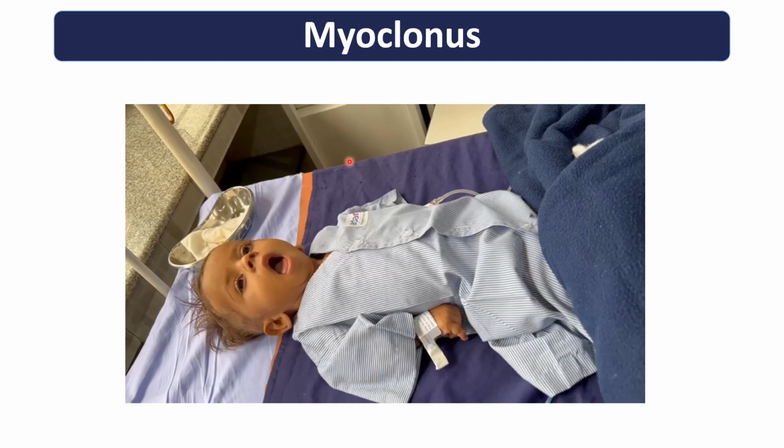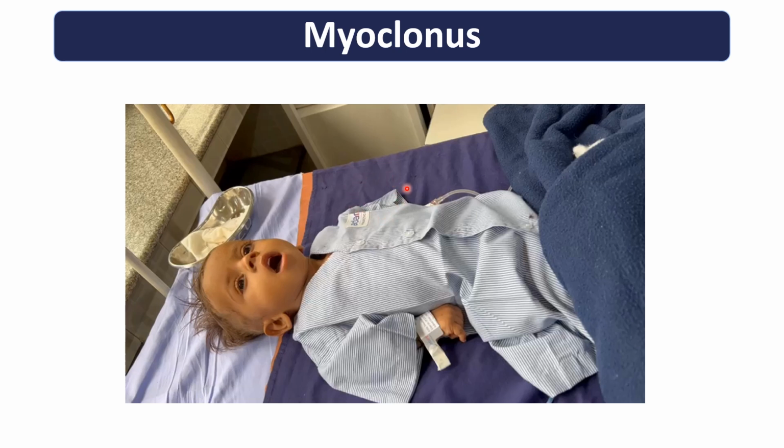In this video, you can see the child is having abnormal movement of the palate, pharynx and lips. It is palatal myoclonus due to a central tegmentum lesion or inferior olivary nucleus lesion.